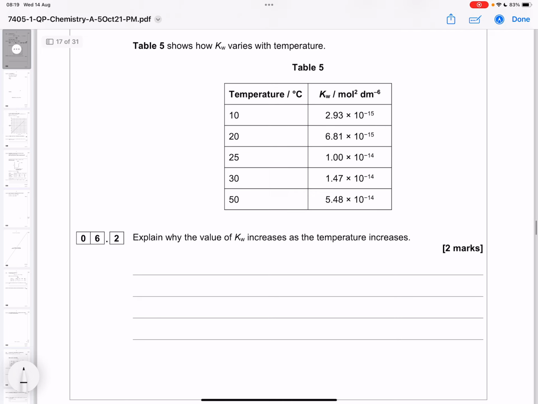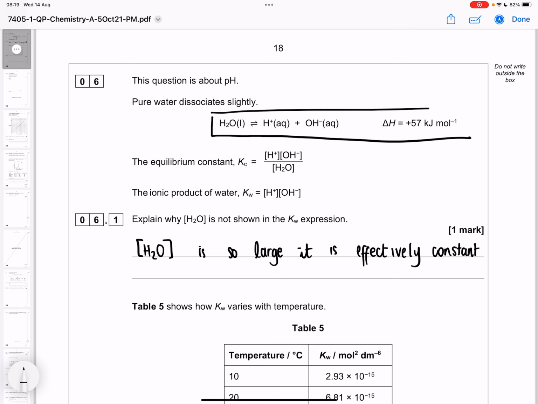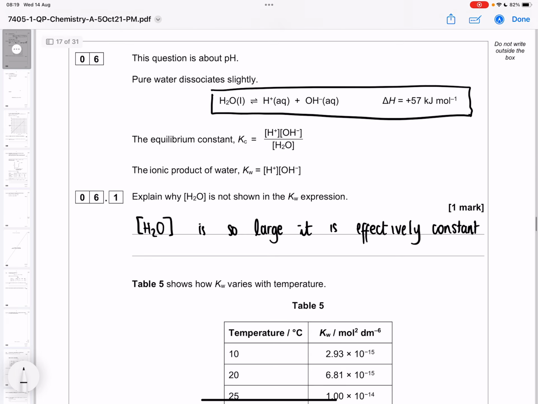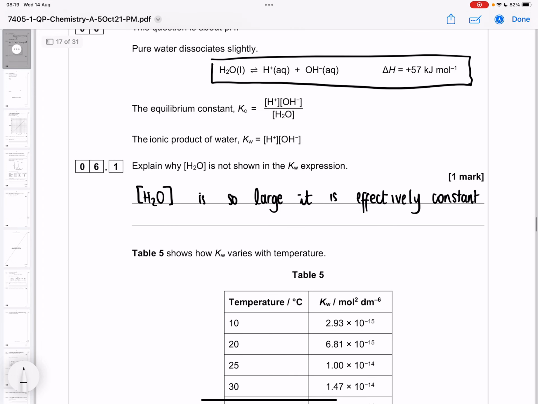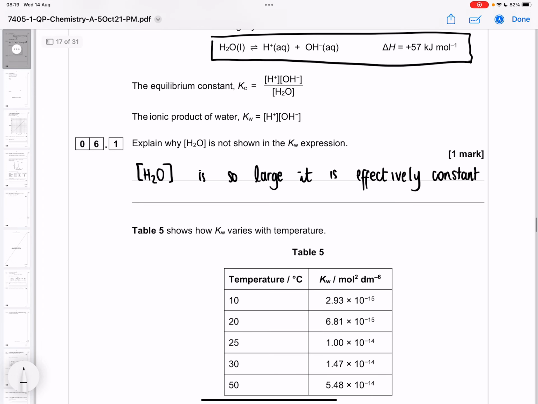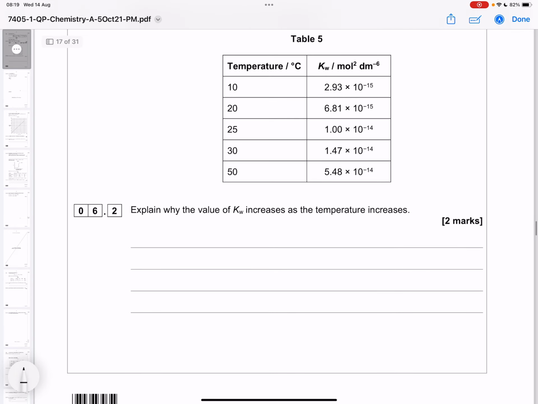Table 5 shows how Kw varies with temperature, and we can see that Kw is getting bigger, so less zeros before the numbers. Explain why the value of Kw increases as the temperature increases. So if we go back and look at this expression at the top, we can see that the dissociation is an endothermic process. And when you heat up a reaction, it shifts in the endothermic direction, and that would increase the concentration of H plus and OH minus, and therefore increase the value of Kw.